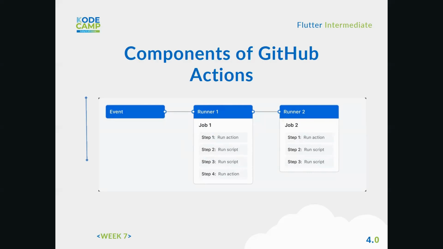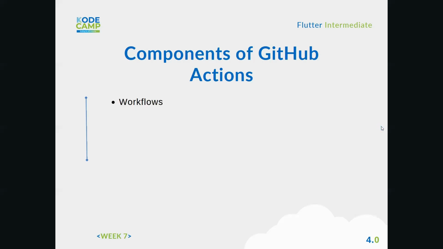Each job will run inside its own virtual machine, or what's called a runner, or inside a container. It has one or more steps that will either run a script or run an action. So you can run an action, or you run a script. Each job has different steps. Let's look at some of these components one by one.